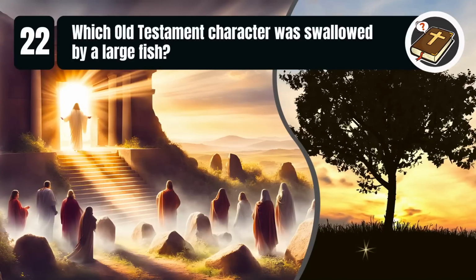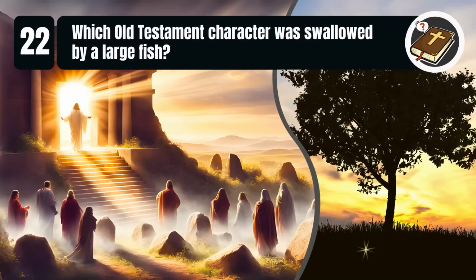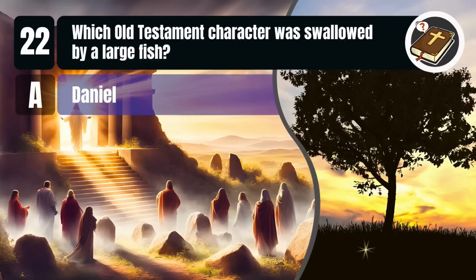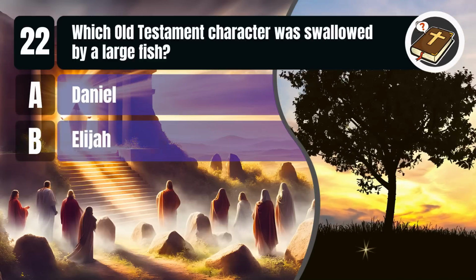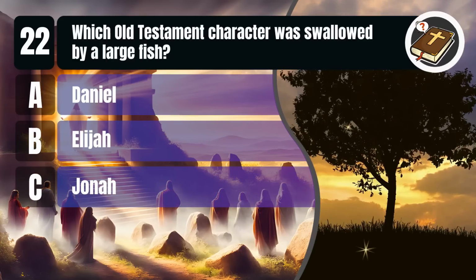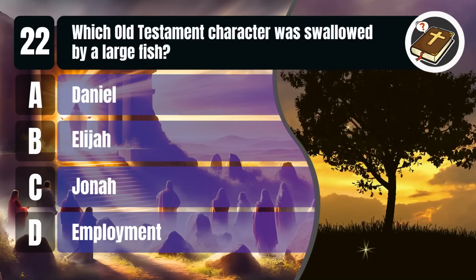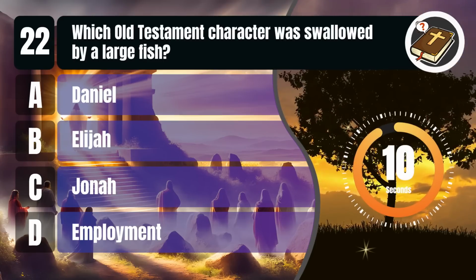Question 22. Which Old Testament character was swallowed by a large fish? A. Daniel, B. Elijah, C. Jonah, D. Enoch. You get 10 seconds.